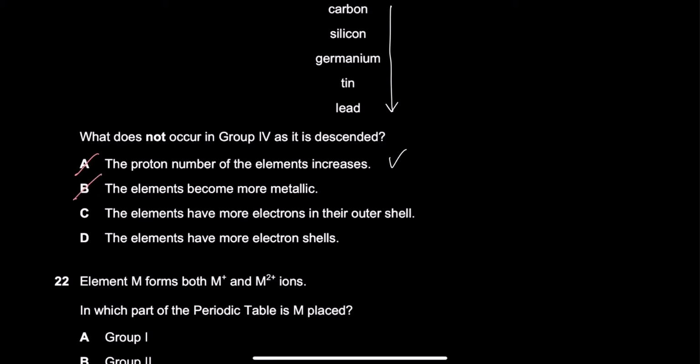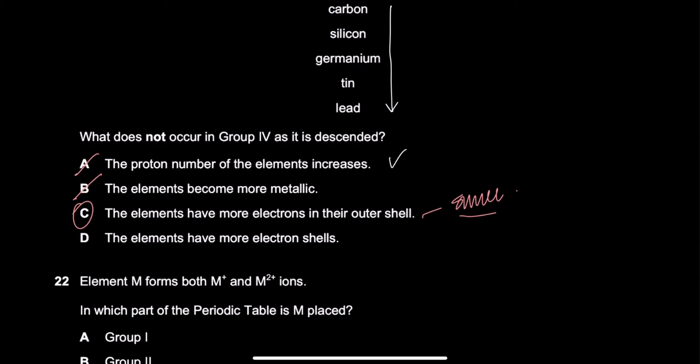The elements have more electrons in their outermost shell. No, the elements have the same number of electrons. That's why they are arranged in the same group, because the reason why the elements were combined in one group is because they had the same number of outer electrons, right? My bad, guys. So C is the right option.